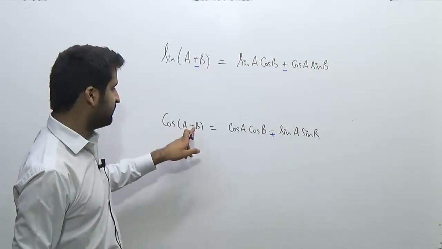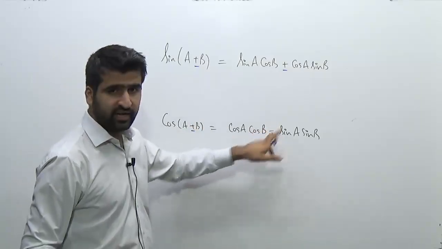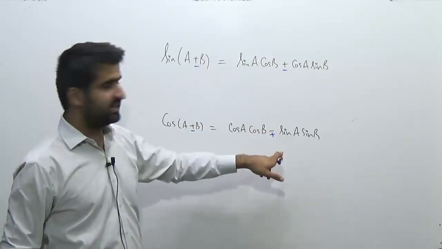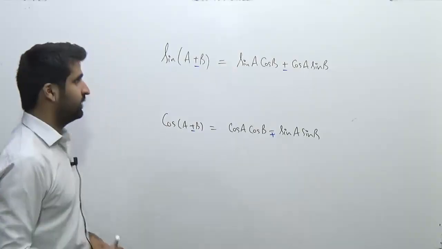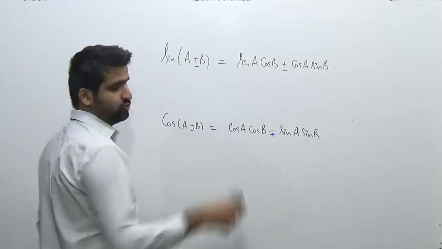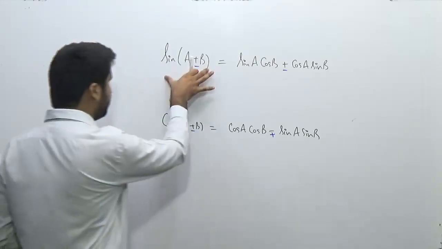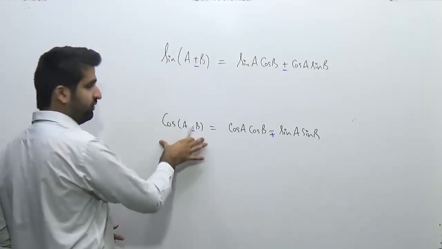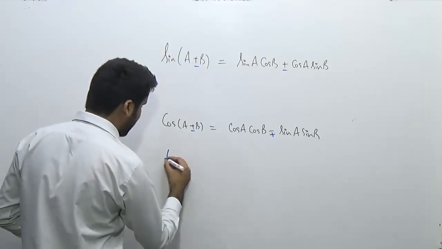And similarly, in case of cos of A plus B, there will be a negative sign. In case of cos of A minus B, there will be a positive sign. So we can remember it something like this. And if we try to divide these two, what will I get? If I divide sine of A plus B with cos of A plus B, I will get tan of A plus B.